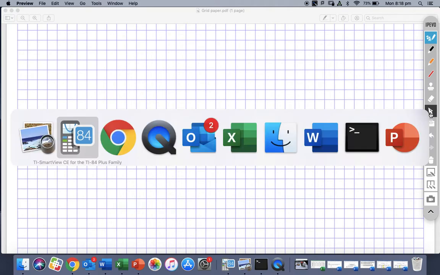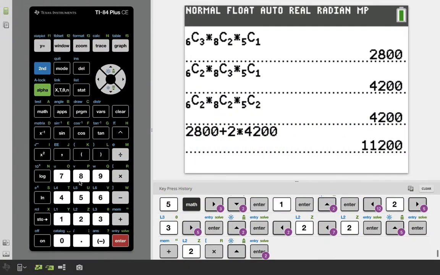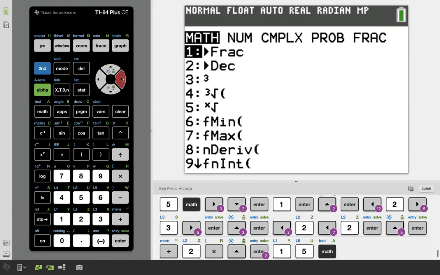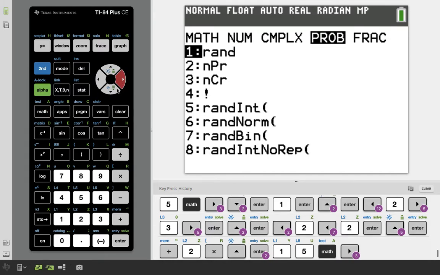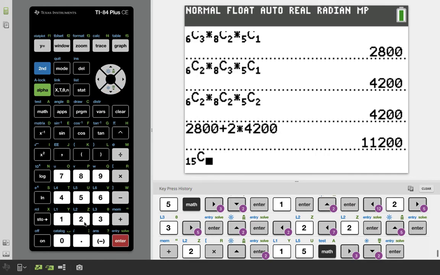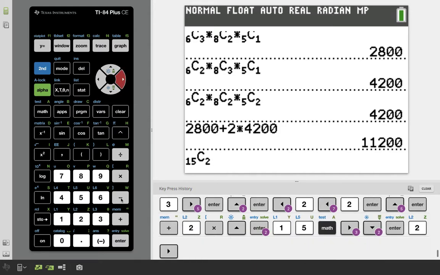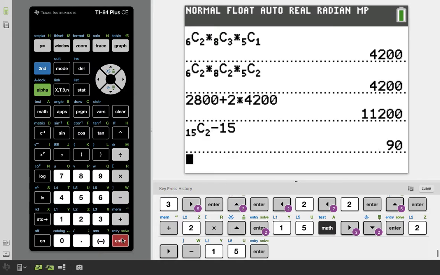Change back to a cursor, go to your calculator, we want 15, we want to choose 2, because we're choosing 2 vertices. All the different ways you can choose 2 vertices, but then some of those ways make the outer lines on the shape, so we've got to minus away those 15. And we get 90 diagonals for a 15-sided polygon.